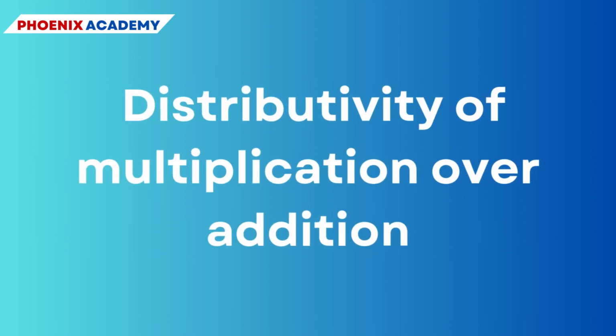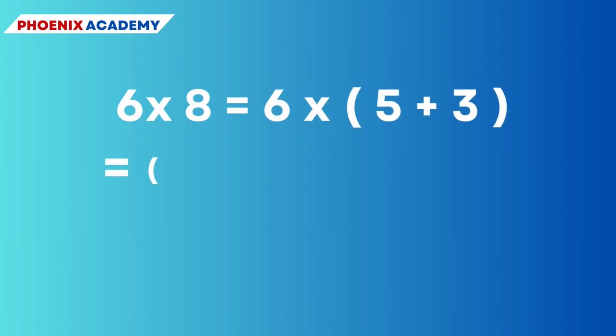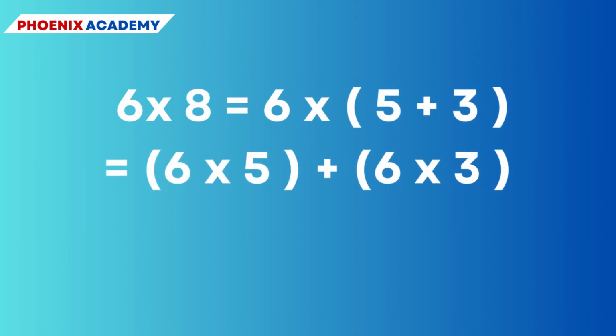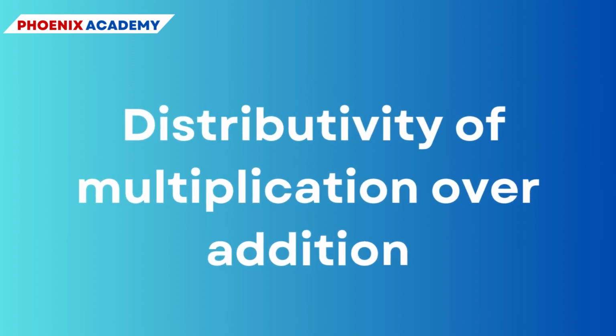Next is distributivity. Let's find out 6 into 8. 6 into 8 we can write as 6 into (5 plus 3). 5 plus 3 we will put into a bracket. This is same as 6 into 5 plus 6 into 3. This is called the distributivity of multiplication over addition.